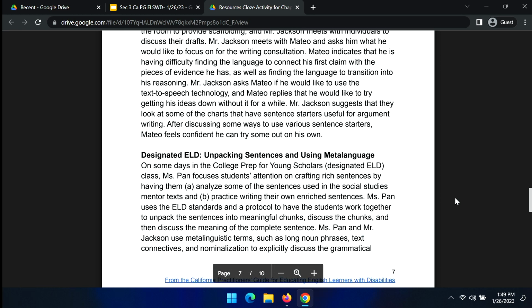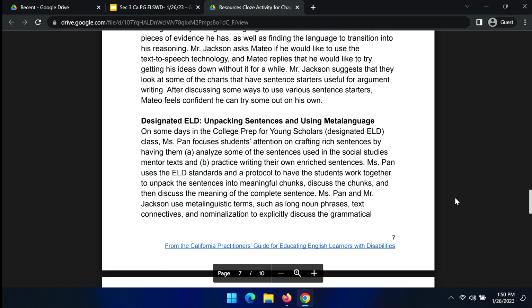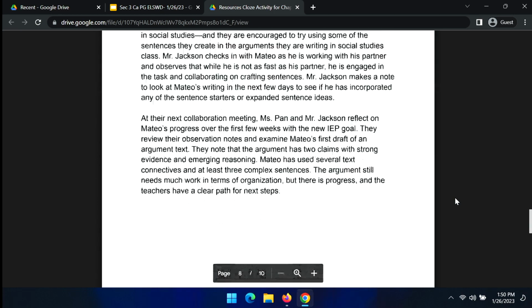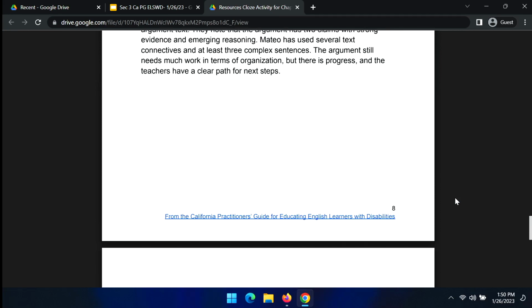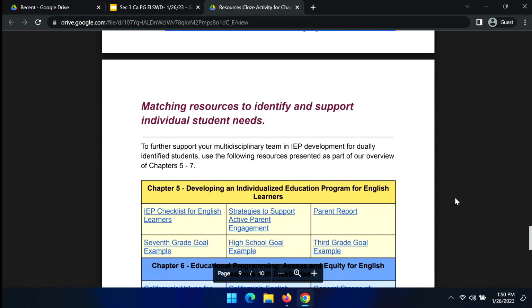And then they go on to describe designated ELD. Again, if you're looking for a more concrete example of what it might look like, here it is. Here's an example for you. The student scenario then continues. And what we've done is we want to help you connect the dots. So we developed this resource that allows you to participate in a cloze activity, a resource cloze activity of sorts.